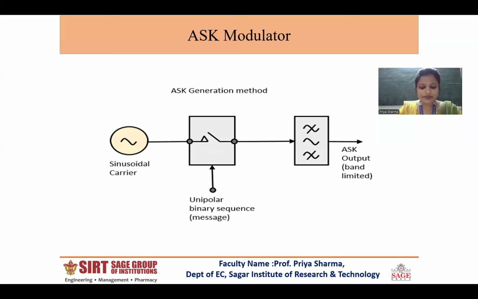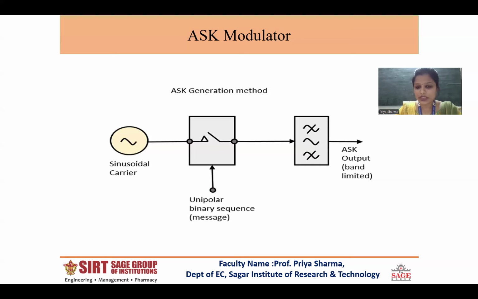ASK signal may be simply generated by applying the input binary data sequence and the sinusoidal carrier signal to the two input balanced modulator. The digital signal from a digital source is a unipolar non-return to zero signal, which acts as a modulating signal input to the balanced modulator. The output of the balanced modulator is the product of the non-return to zero signal and the sinusoidal carrier signal. The output is passed through a band pass filter in order to obtain the frequency spectrum of the ASK signal. So the basic block diagram of the ASK modulator is very, very simple.